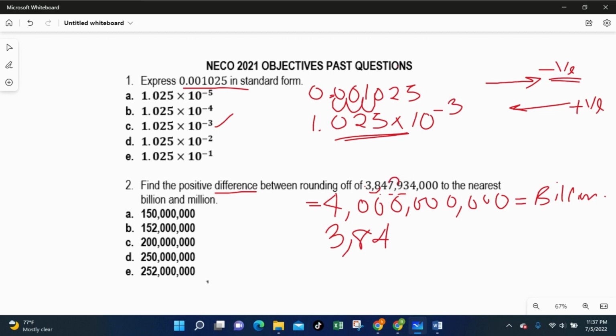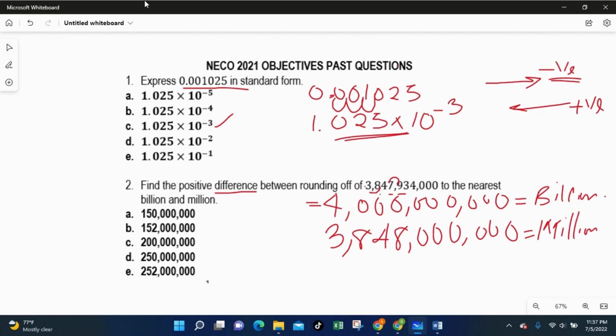We'll take 1 from that value and put it here. That will make this 8. So this will give us 3,848,000,000. So that is to the nearest million.